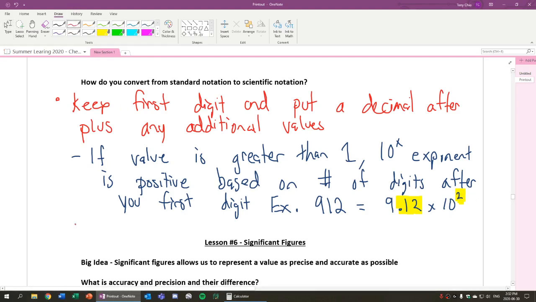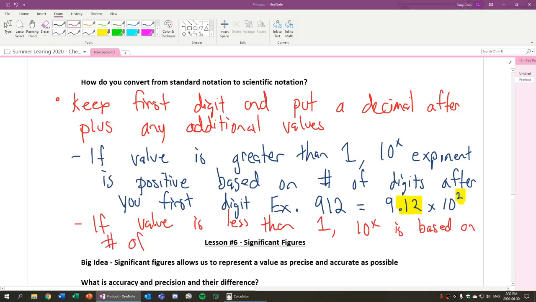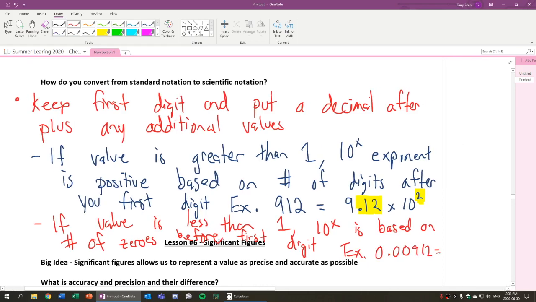If the value is less than 1, the 10 to the power of x is based on the number of zeros before the first digit. Sorry that I'm running out of room, but I'll show an example. Example here, if it's 0.00912, this one is still going to be 9.12, but how many zeros do you have before the first digit? You have 3. So it's 9.12 times 10 to the power of negative 3.